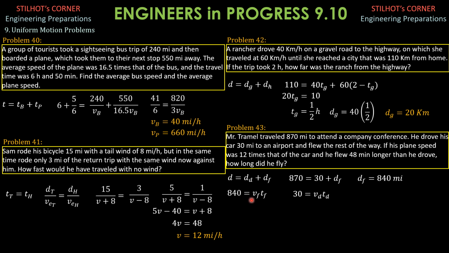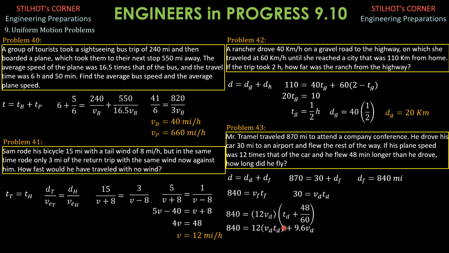Then we equate it here because V sub f is 12 times V sub d, and the travel time flying is T sub d plus 48 over 60 as mentioned here. He flew 48 minutes longer than he drove, so the travel time while flying is driving travel time plus 48 minutes over 60 minutes per hour, so that would be in hours to be consistent. Distribute, so 840 equals 12 V sub d T sub d plus 12 times 48 over 60, or 0.8, that's 9.6 times V sub d.